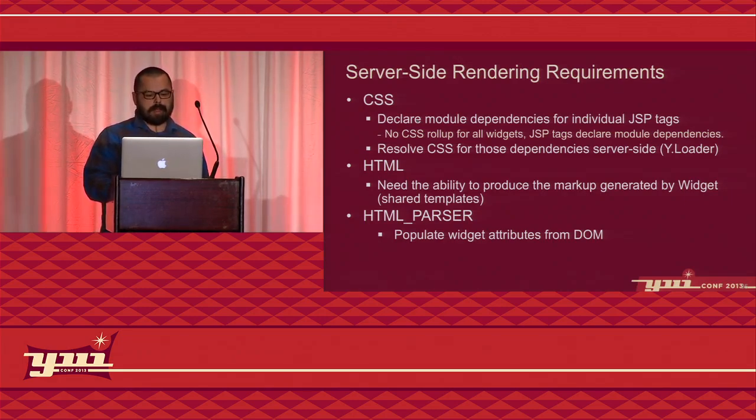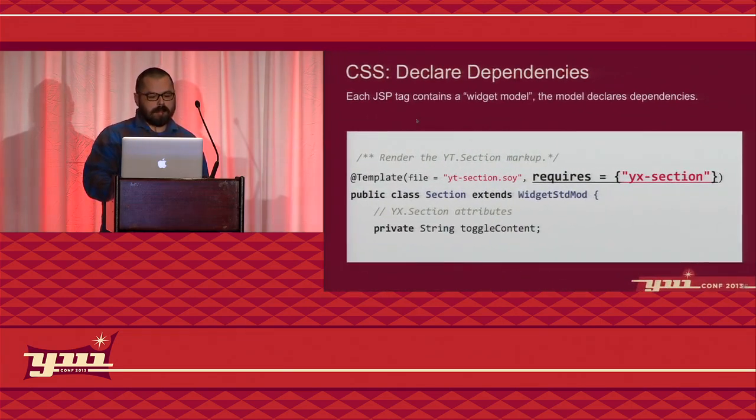Second, for the HTML, our solution there was Closure templates, so that we could share templates on the client and the server. And just like progressive enhancement, you have to use the HTML parser to make sure you can pull out all the attributes from the DOM for your widget. To declare a module dependency for a JSP tag, here is a quick sample of the code. Again, this is our Java model of the section widget. And here we just say requires equals whatever array of modules that component requires, and at build time, that's included as part of this class.